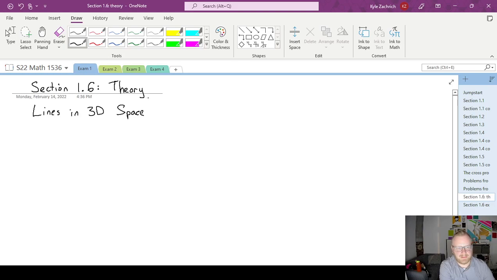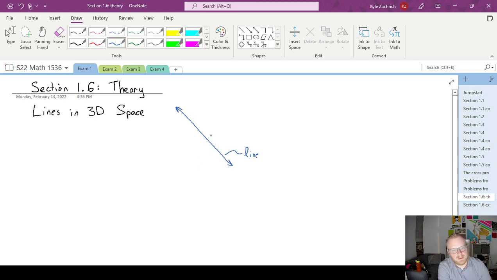One of them is about the theory of lines in 3D space, which is what section 1.6 is about, and then I'm going to go over some examples. Okay, so lines in 3D space look like this visually, and they're different from vectors in a couple ways.